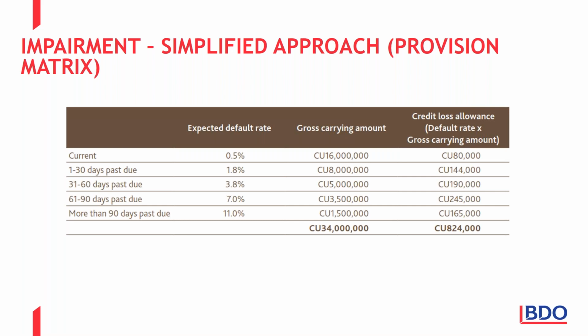And then for each of those buckets, you would put an expected default rate. Now, again, these expected default rates are just default rates that we've created for the purpose of the example. In no way are we saying that the expected default rate for all receivables using the simplified approach for 1 to 30 days is 1.8%. So those are made up numbers. If you apply those expected default rates to the gross carrying amount, it would give you your credit loss, and you add that up, and that is your provision that you would create.